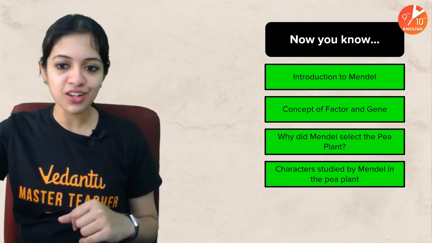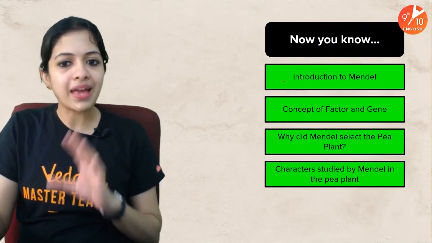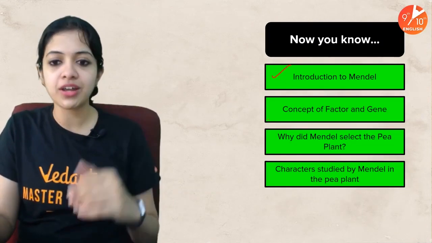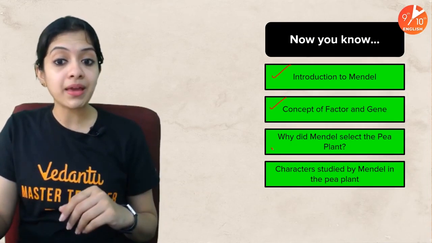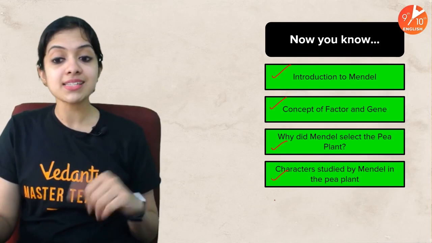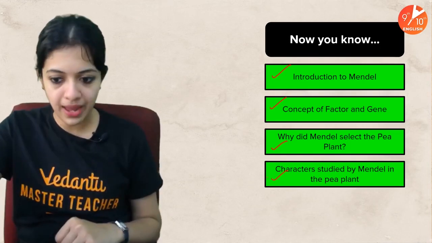Now, this is the conclusion. You now have an introduction to Mendel. You know the concept of factor and gene. Yes. Why did Mendel select the pea plant? Characters studied by Mendel in the pea plant.